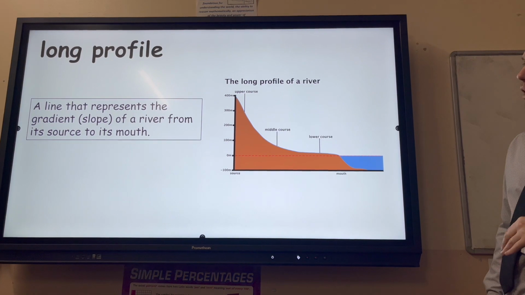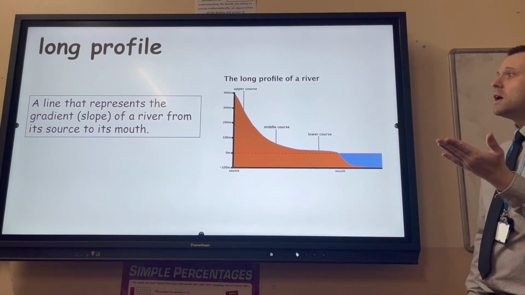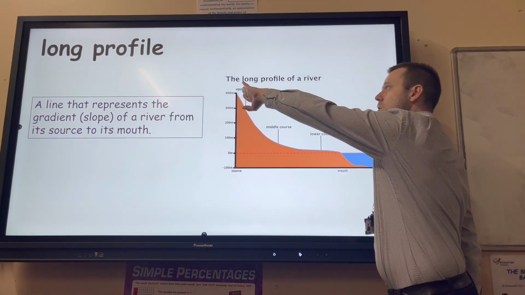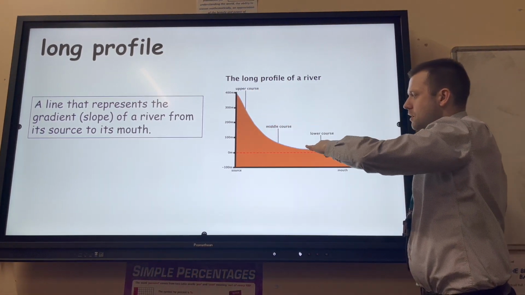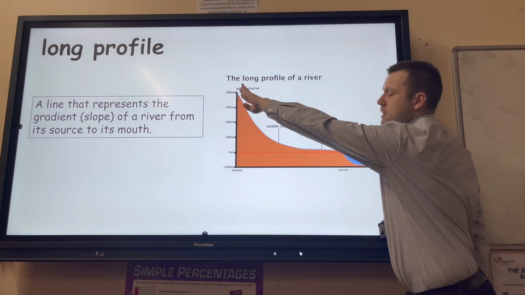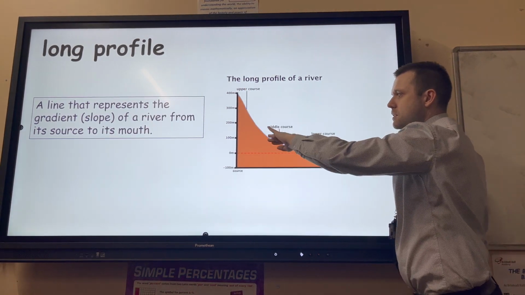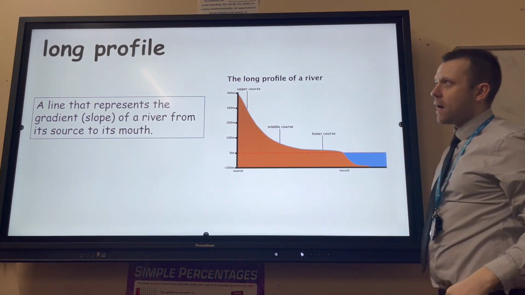The long profile. The long river valley profile is a line that represents the journey of the river from its source in the upper course down to the middle course and eventually the lower course. As you can see, it starts off very steep gradient, gentle gradient, almost flat gradient.